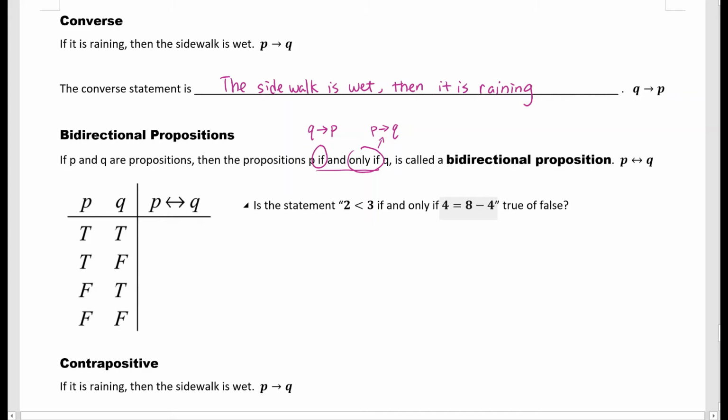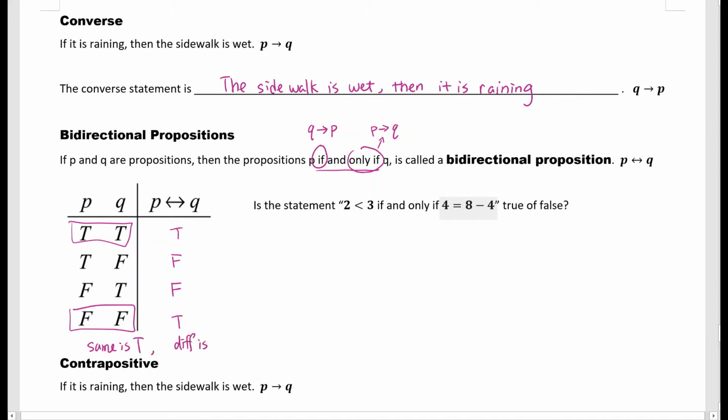So for bidirectional statements, it means P and Q are equivalent, right? So only if both of them are true, then the result is true, and if both of them are false, then the result is true. So the truth values must be the same, they agree, and then we get true. Otherwise, it's going to be false. Okay? So same is true, different is false.